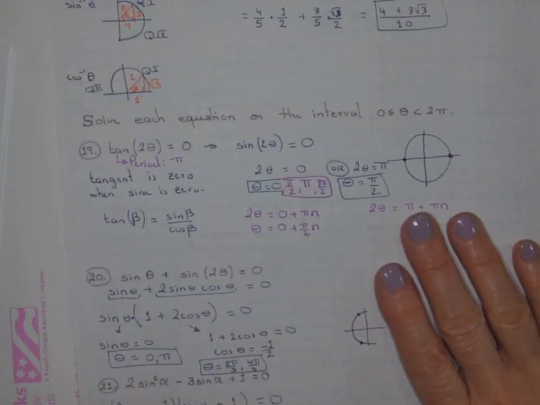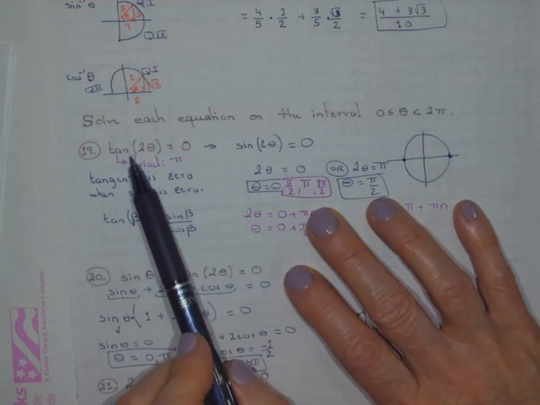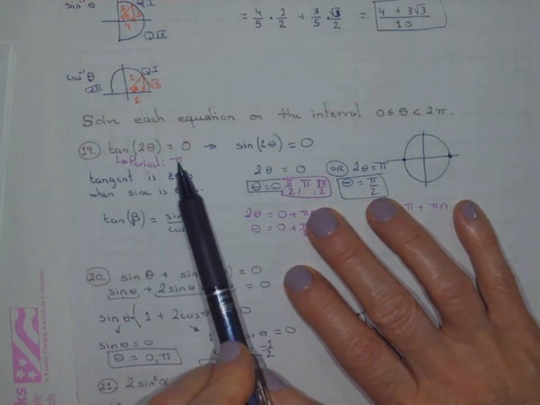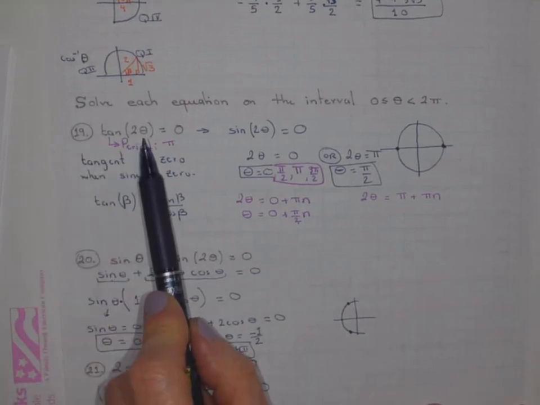I'd like to go back here for a second on 19. We also know that the period of tangent is really pi, right? The period of the parent function for the tangent. But we have to worry about tangent could have some undefined values, right?